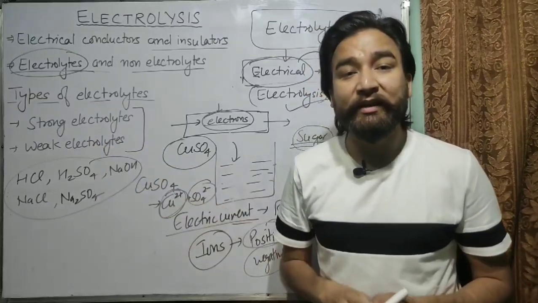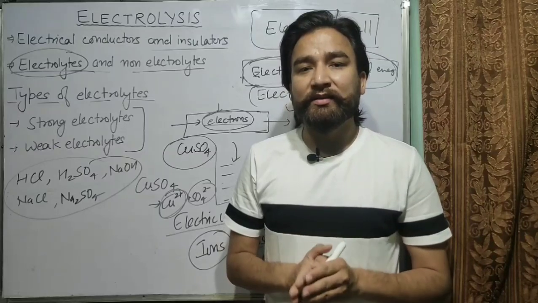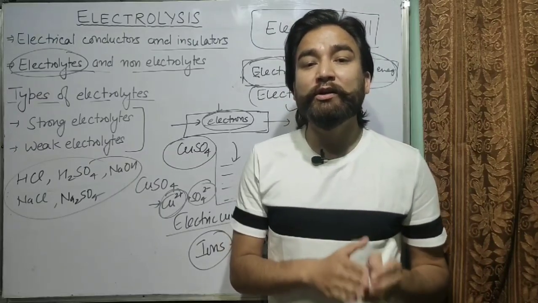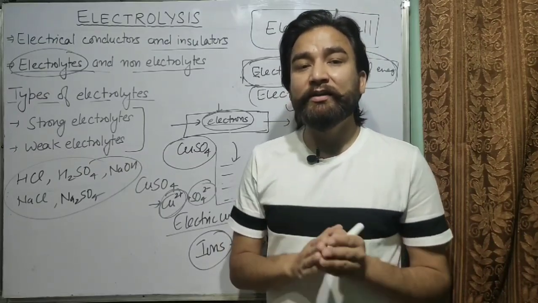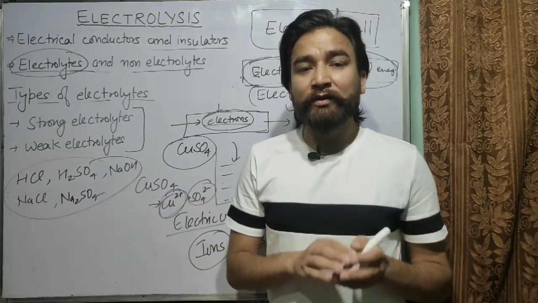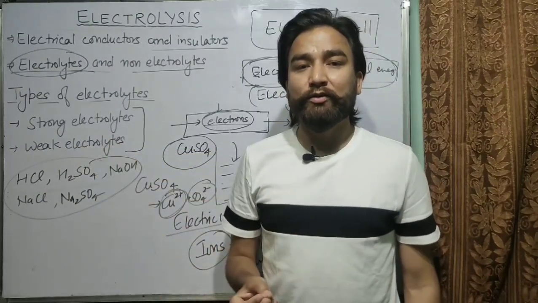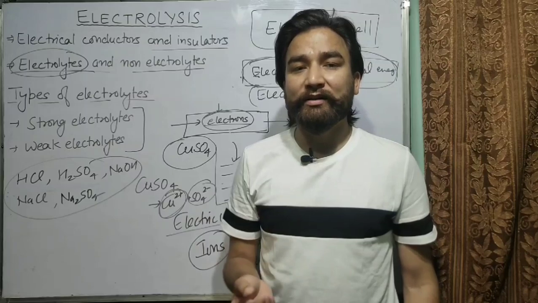Similarly, the weak electrolytes. The weak electrolytes are the chemical substances which do not dissociate completely in their aqueous solutions. Aqueous solution means the solution with water. So these are the substances which do not dissociate completely in their aqueous solution. It means they dissociate only partially.